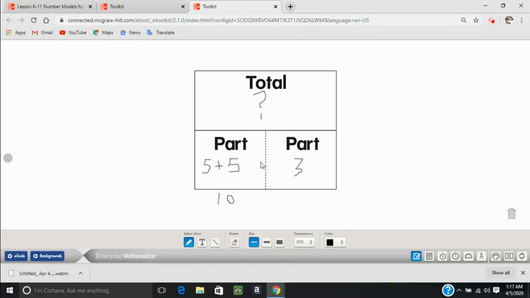And once again, we could make this little dotted line to become our multiplication symbol. So we have a new problem. 10 times 3 equals what? Well, 10 groups of 3, I know, is 30. So total, we have 30 marbles.